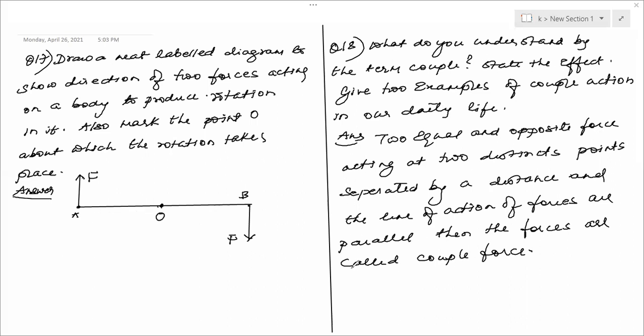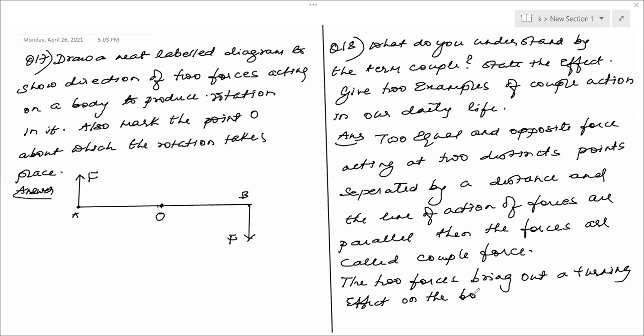Now state the effect. The two forces bring out a turning effect on the body. Okay, I wrote that, and I'll give two examples in daily life.